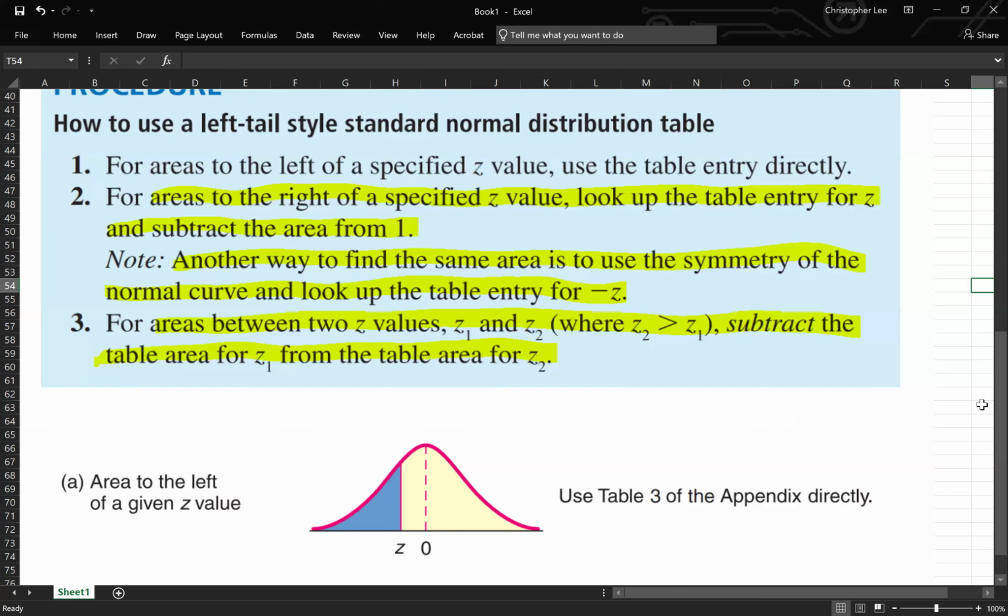Step 3 real quick: for areas between two Z values, Z1 and Z2, where Z2 is greater than Z1, subtract the table area for Z1 from the table area for Z2, right? So if I ask you a probability and it's in between two numbers, you look up the probability, the less than, for both of those numbers, and you subtract the big number from the little number. That's it.